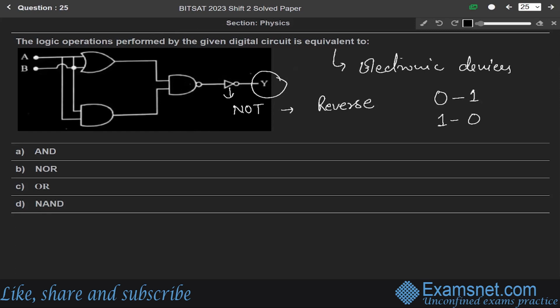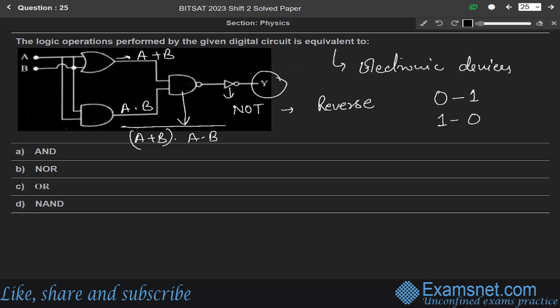So let us say this is point A, this is point B. Since this is an OR gate, we'll get here A plus B. And this one is an AND gate, so here we'll get A dot B. And this one is a NAND gate. So for the NAND gate, we will get the product of A dot B and A plus B. And since it is a NAND gate, there is a bar. And again here it is a NOT gate.